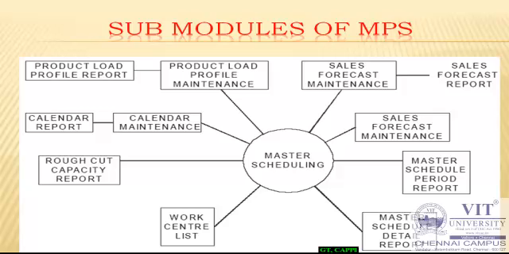Based on the reports that are available, and also the reports generated from the different departments, sales, marketing, everything, the master production schedule is prepared according to the capacity available and the manpower available. So this is a flow chart of how the master production schedule is produced. This is a submodule of the MPS system, that is master production schedule.